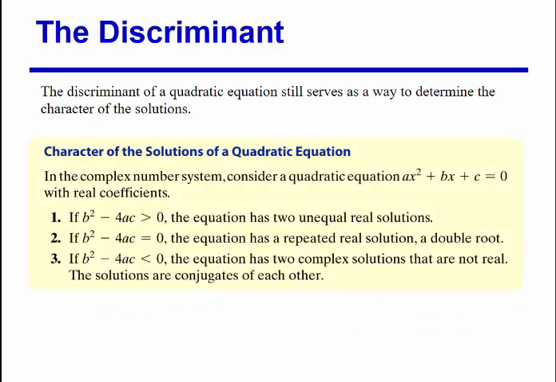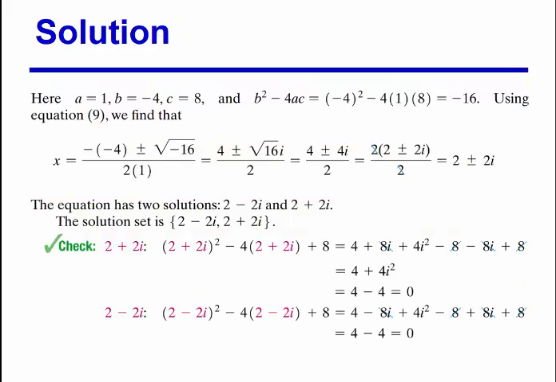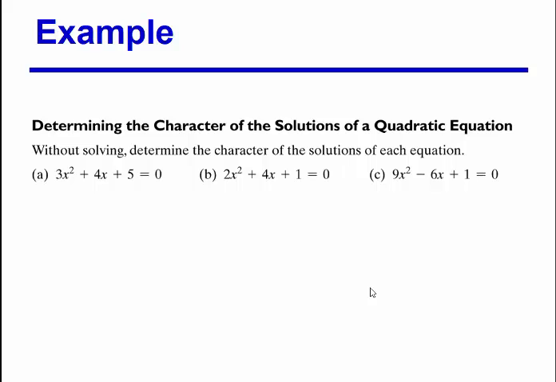So the discriminant of a quadratic equation still serves as a way to determine the character of the solutions. If the discriminant is greater than 0, we have two unequal real solutions. If it's equal to 0, it has a repeated real solution, or double root. If it's less than 0, the equation has two complex solutions that are not real, and the solutions are conjugates of each other. And we saw that here where we get 2 minus 2i and then 2 plus 2i. Those are conjugates of each other.